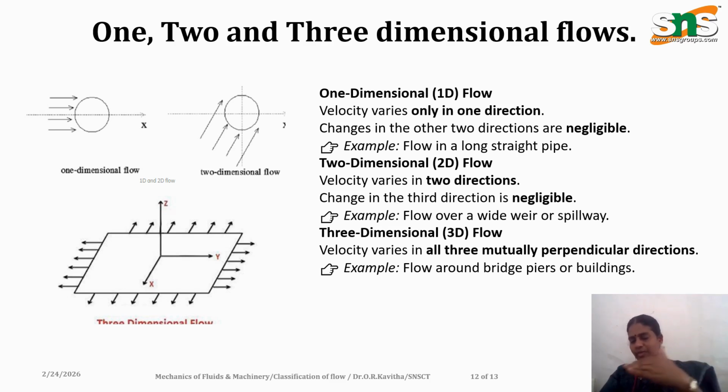So the flow will be in either the x, y or z direction. For 2D, the flow over a wide weir and also a spillway, which is constructed in dams. The water will be moving and the variations of velocity will be in two directions. But if I take the flow around bridges or piers, whenever a pier is constructed in a river, the flow will be moving here and there. Then the velocity will vary in three different directions.